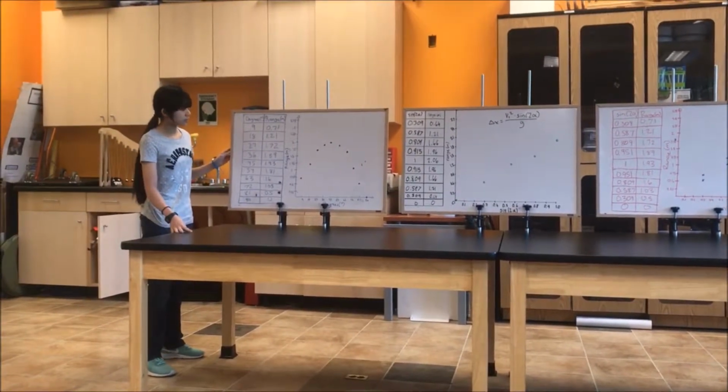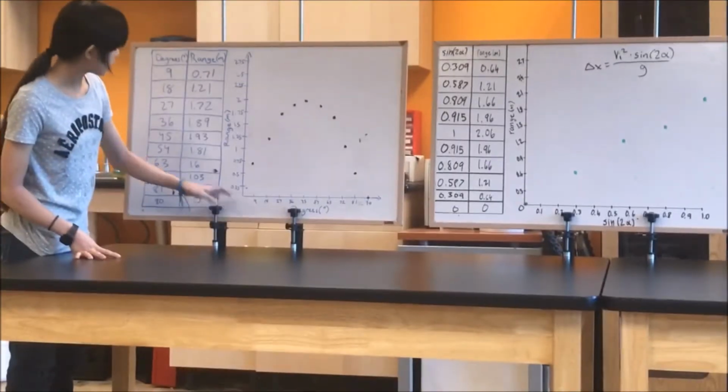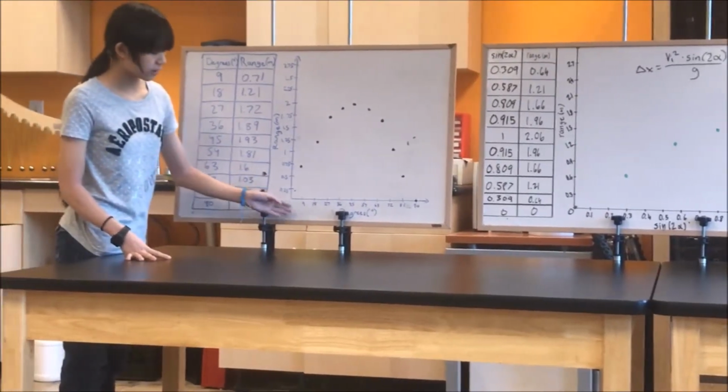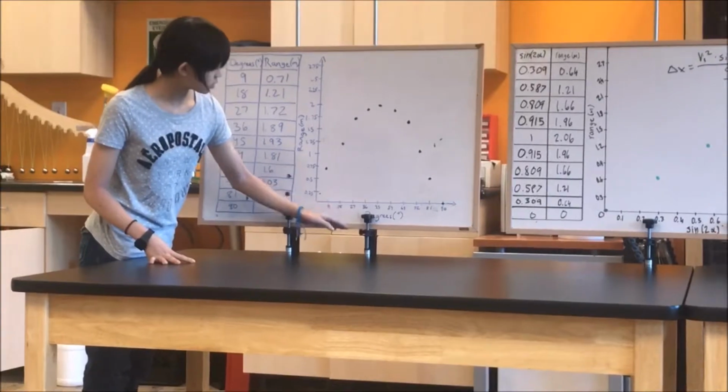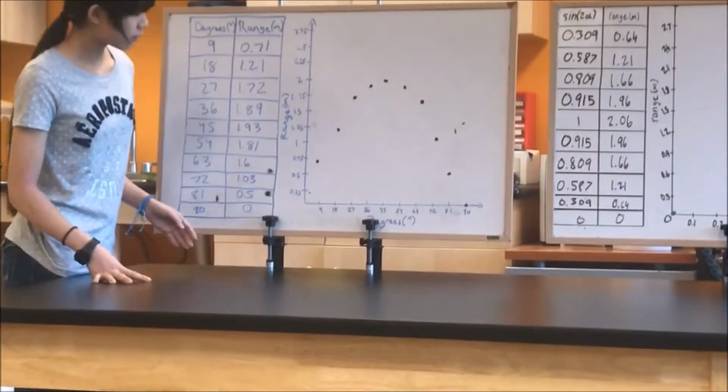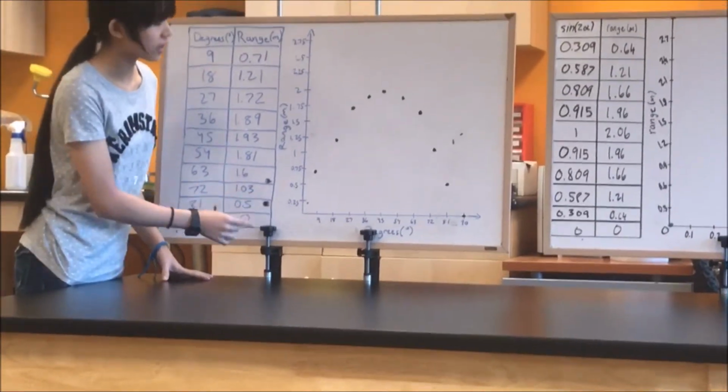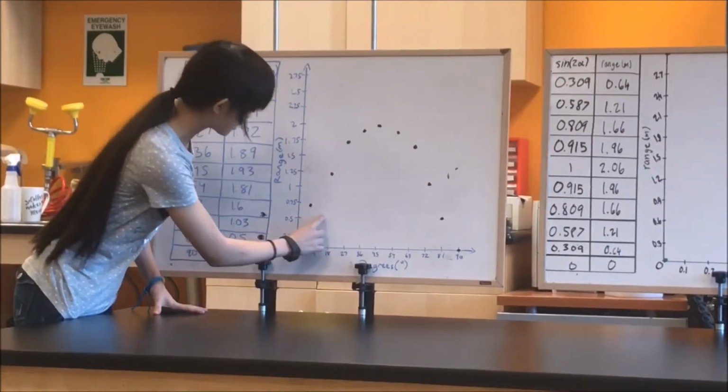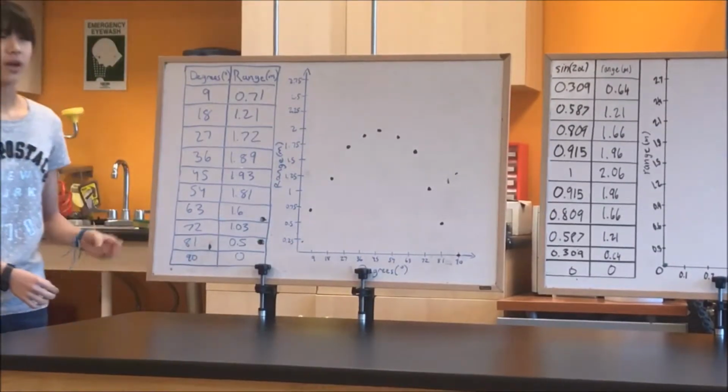So this first graph is the graph with the degrees and the ranges that we tested out. The degrees are at 9-degree intervals, and these are the corresponding ranges. The reason the complementary angles do not have exactly the same range is mostly because of air resistance.